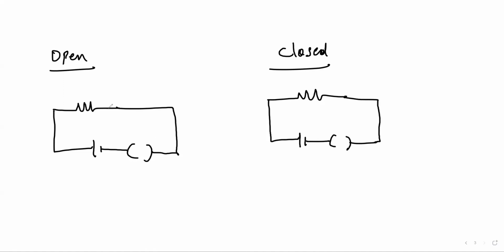So these are the two circuits I'm drawing. So how can I make this as open and how can I make this as a closed? Sir, you can connect the wire through the switch. So this is the key. If I place this, it is open or closed? Sir, closed. Closed. Right. Sir, a piece of wood.